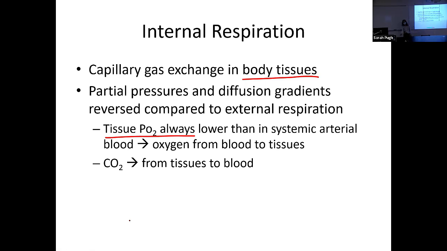You've already used all the oxygen. So we got to put oxygen in it. So tissue oxygen is always lower than what's in the bloodstream. So that means that oxygen is going to flow from your blood into your tissues. CO2 is a waste. It's what you're making in your tissues. You're going to take that waste from the tissues, put it in your bloodstream, and bring it back to the lungs to blow out. Okay, so from the tissues to the blood. So it's just the opposite when we get to the tissues.